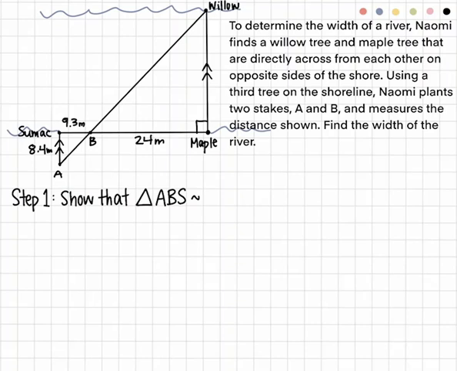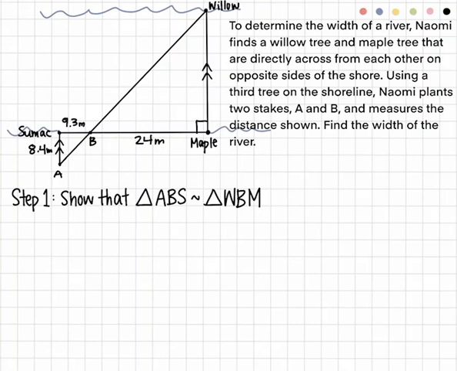Is similar, which is that little squiggly line, to triangle WBM. When I wrote WBM, I tried to go in the same way that I did with the first triangle. I did A, B, and then S, and A is the same as W, so then I went W, B, and M. So that's important to do.